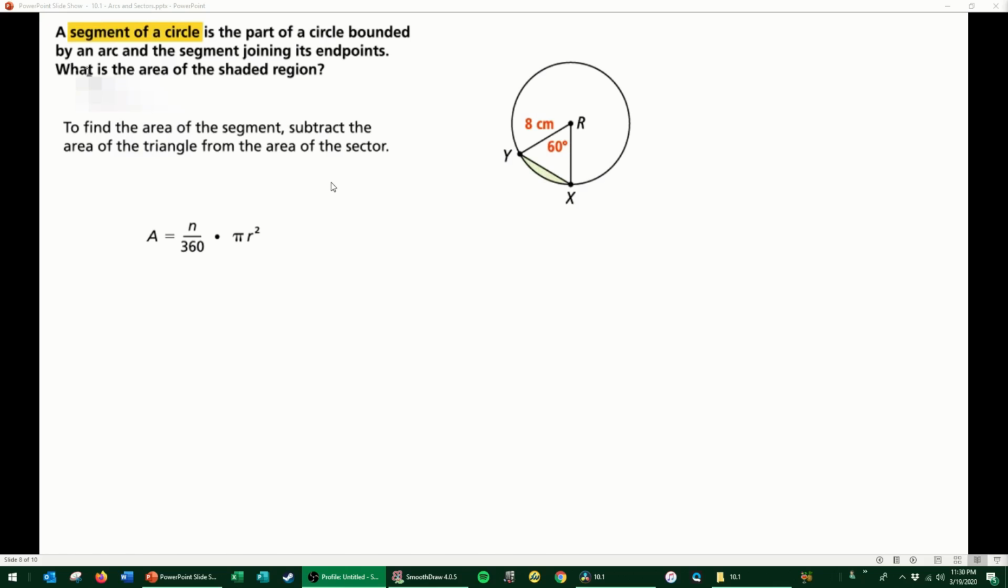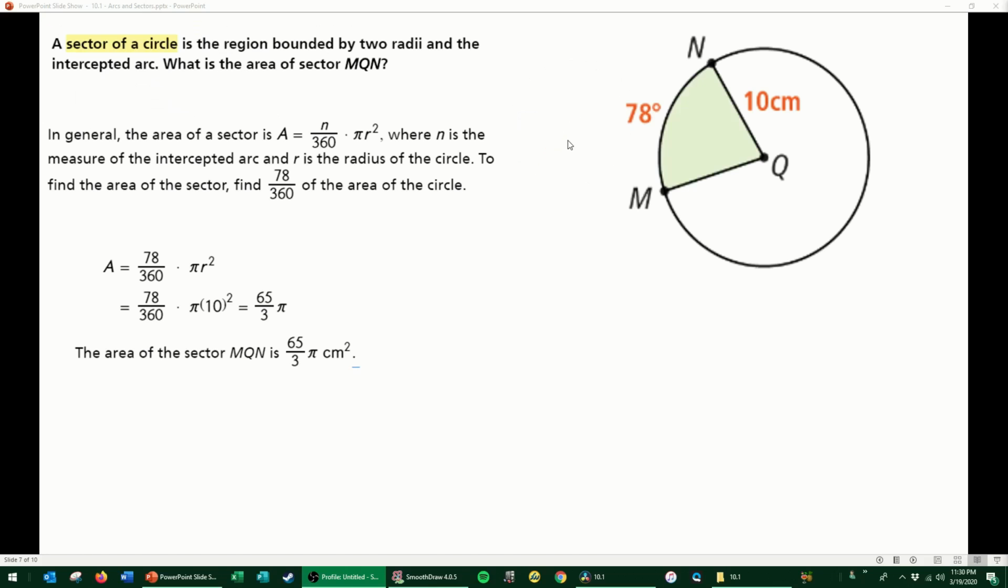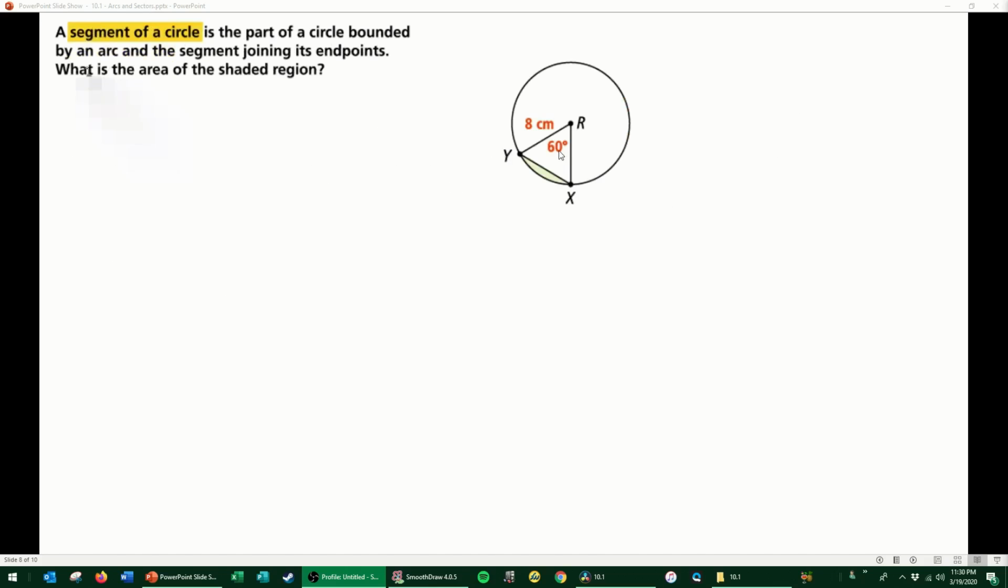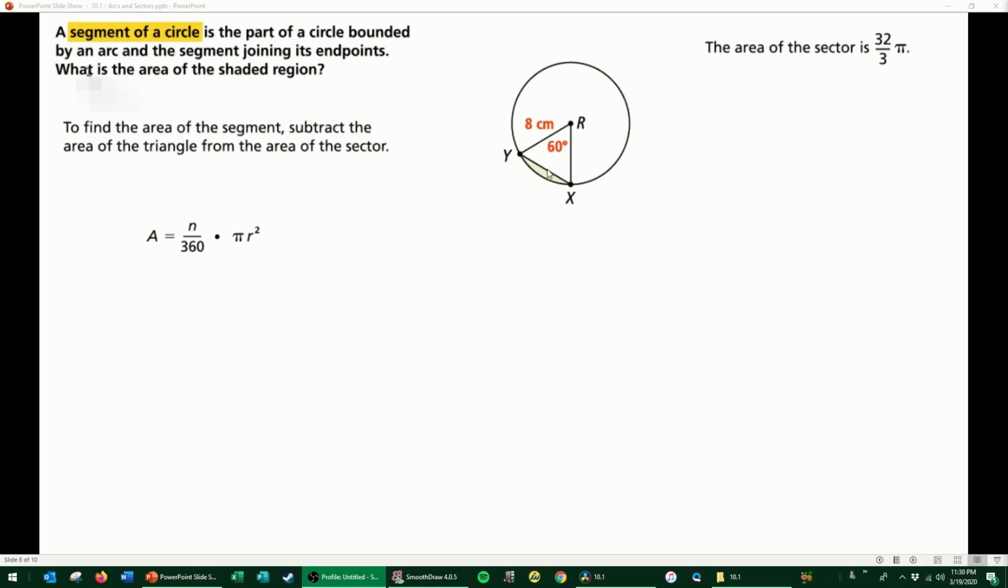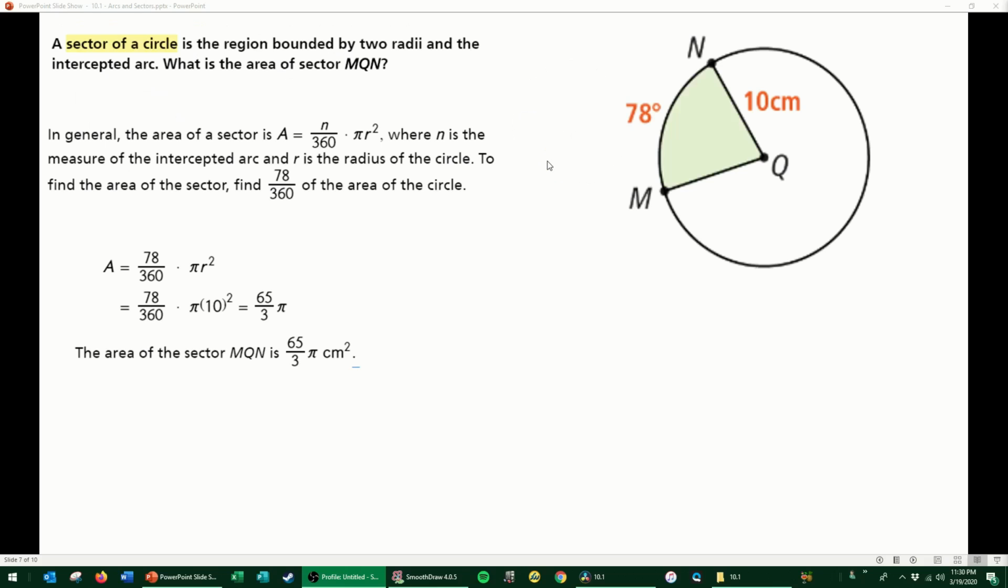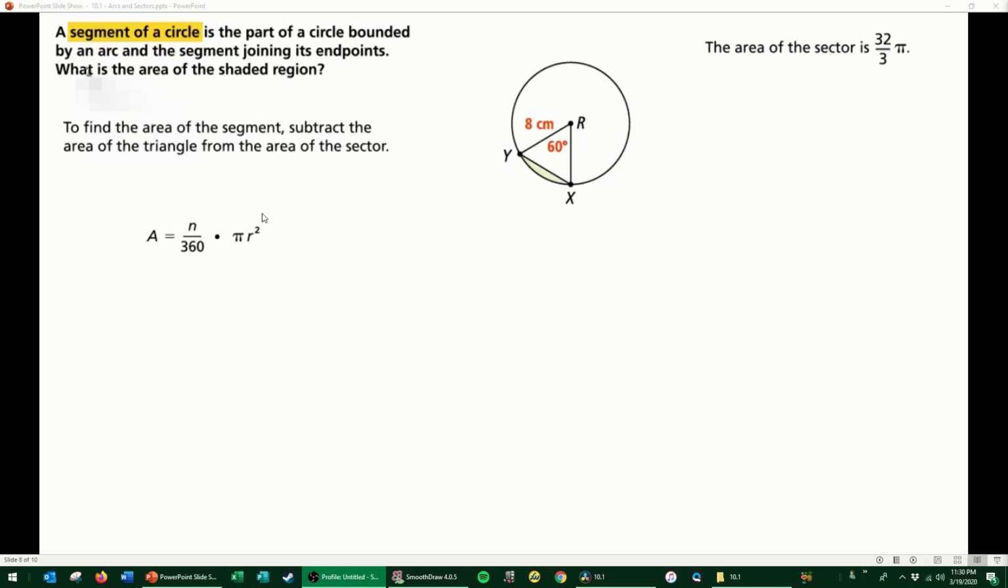So now it's really the same thing, but we're going to find the area. Well, first we're going to find the area of a sector, which is what we did here. And then we're going to find the area of this triangle and find the difference in those two. So again, was this the same problem? No. So here we're finding the area of the sector, that is this piece and this piece together.